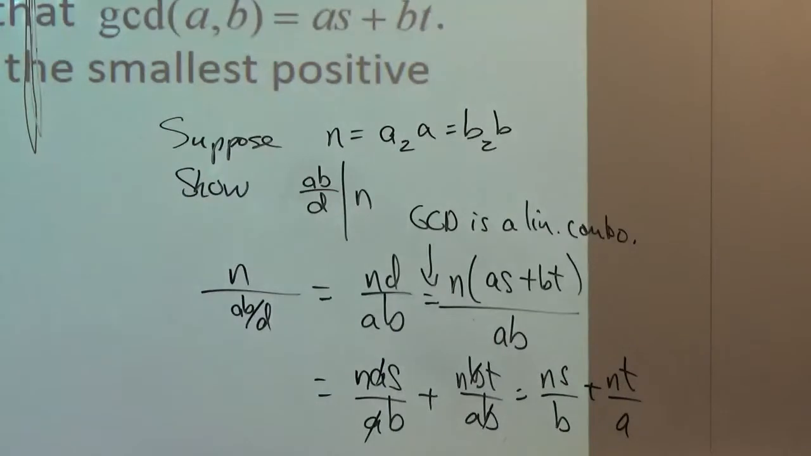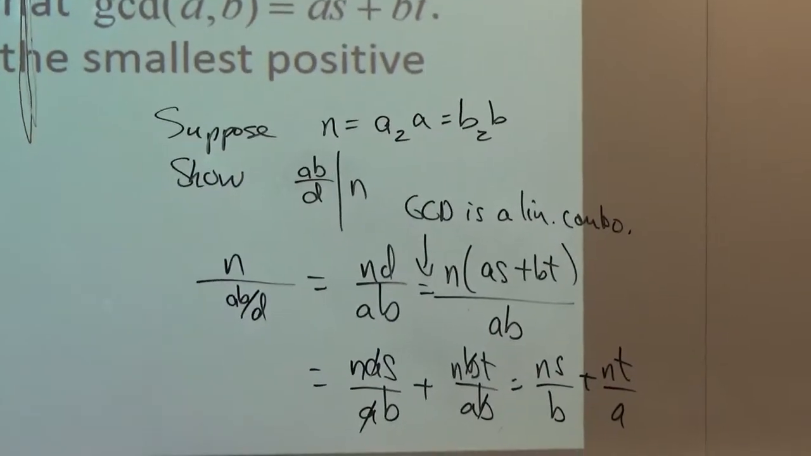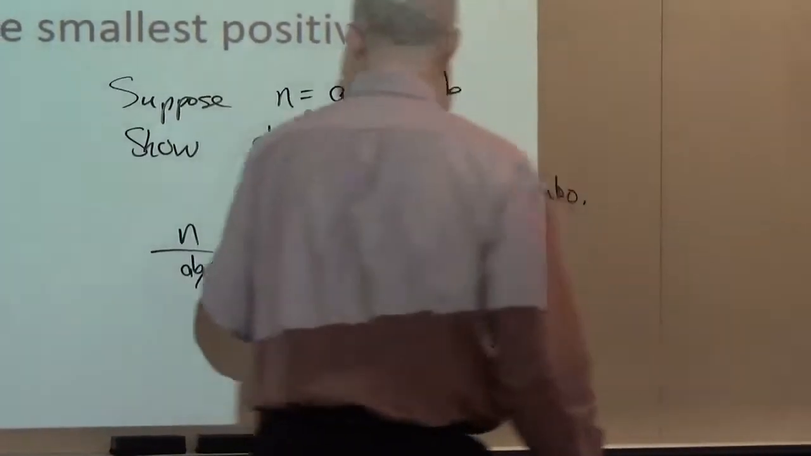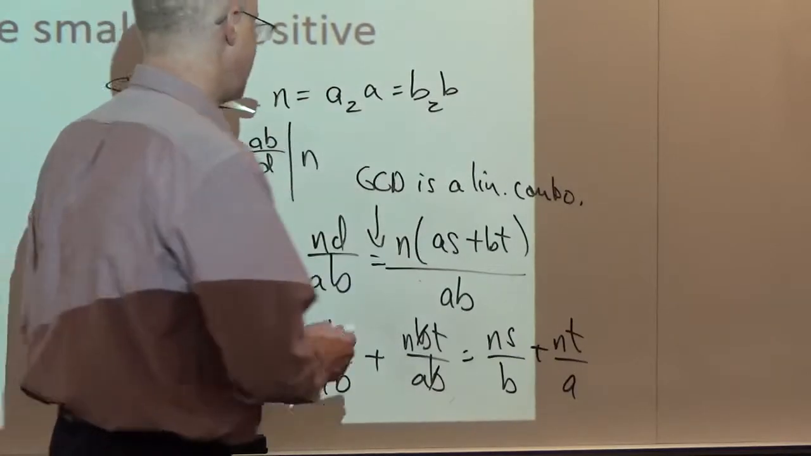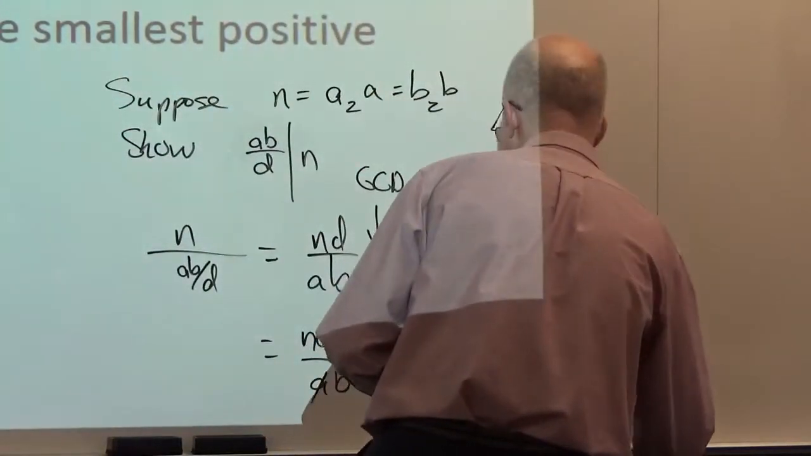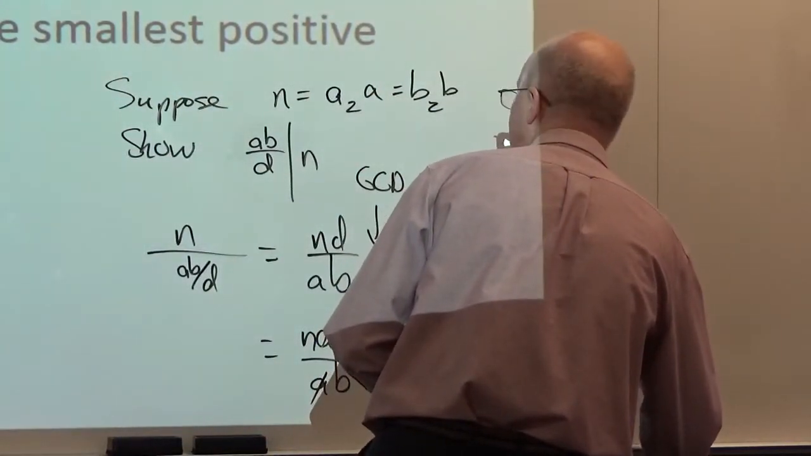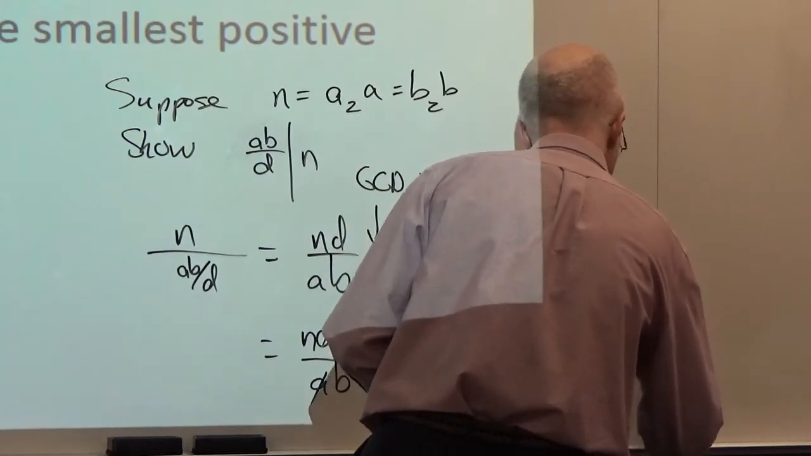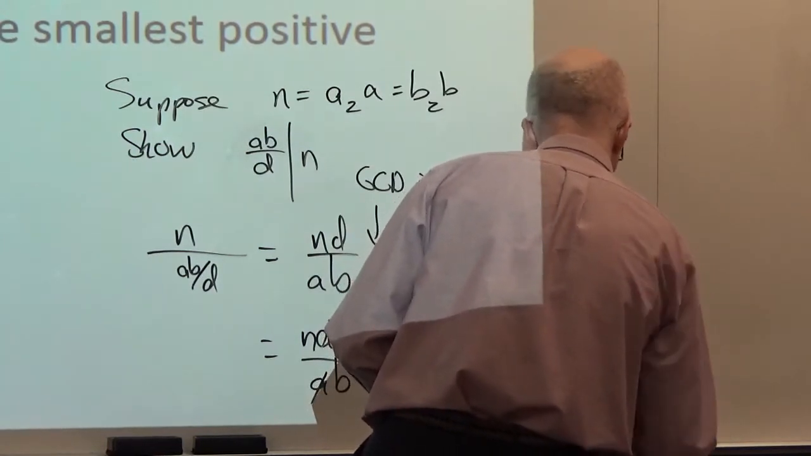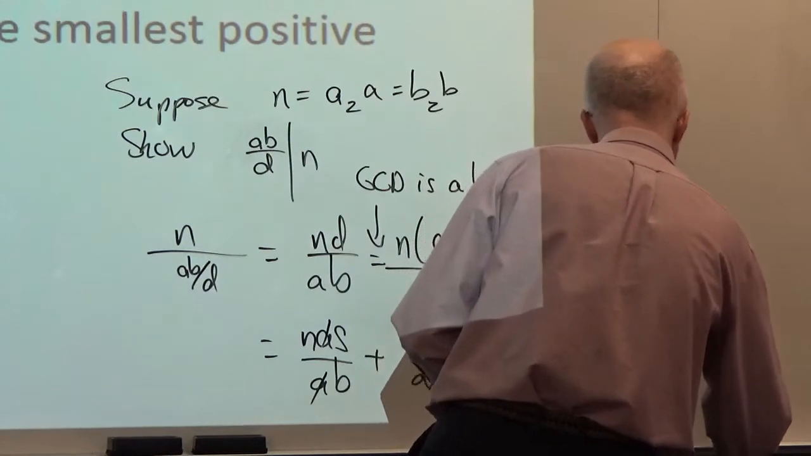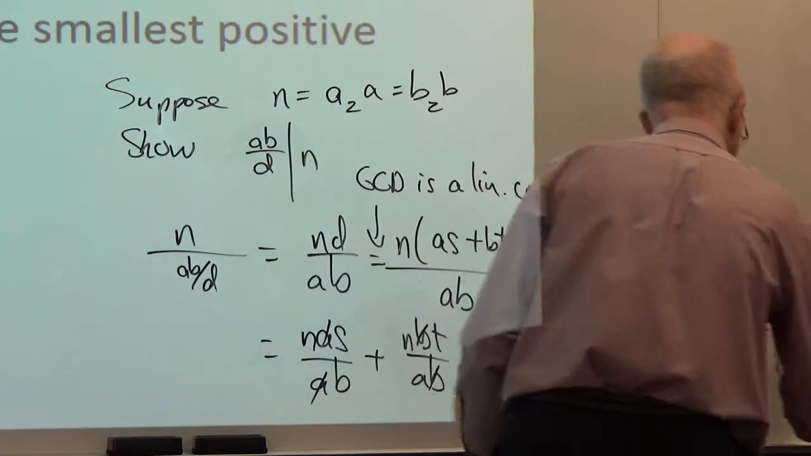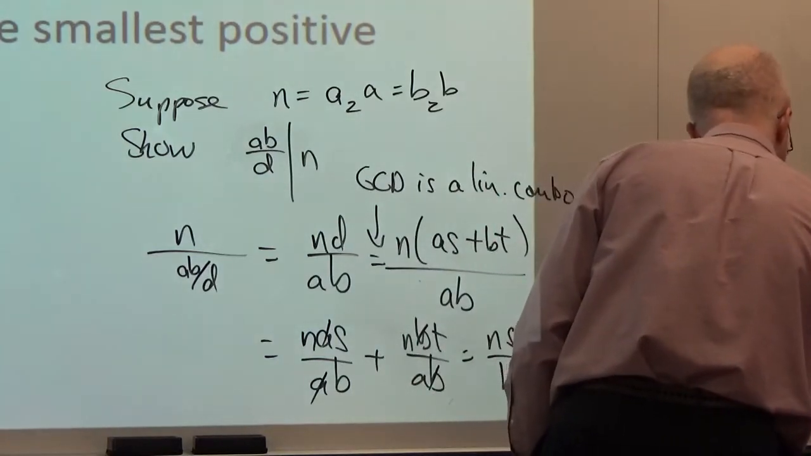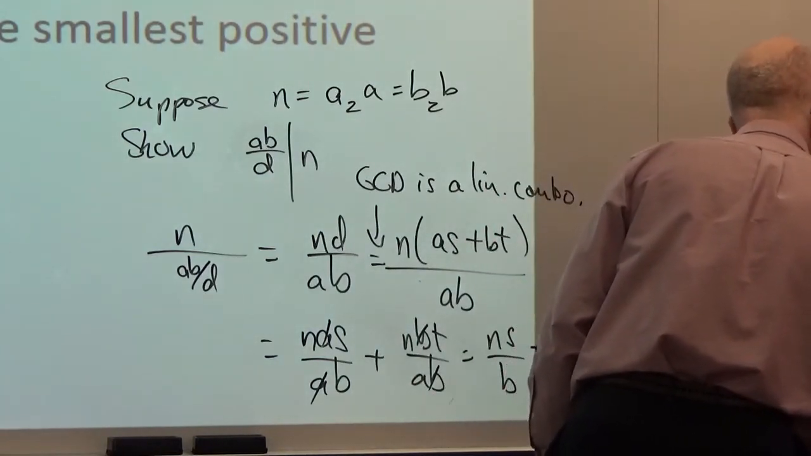Are those things integers? Yeah, because N is a multiple of A and B. I can replace N with these two things appropriately. In the first fraction, I can replace N with, say, B2 times B. And the second one, I could replace it with A2 times A. And then cancel appropriately to get B2S plus A2T, which is an integer.